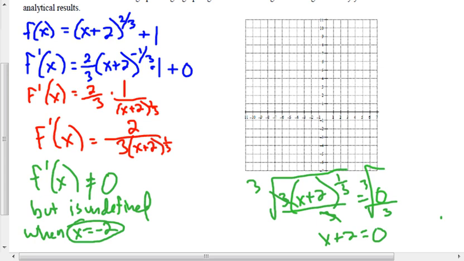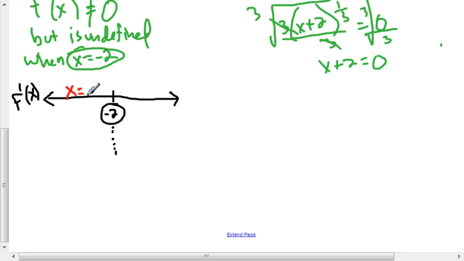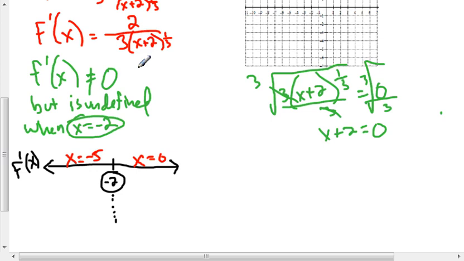All right, now let's do a sign change chart. We'll slide back up in a second here. Negative 2 is where it goes to 0, so I need to pick a value less than that. Let's pick negative 5, and a value greater than negative 2, let's pick 0. And again, what was the derivative? It was 2 all over something. So we know the numerator is going to be positive.